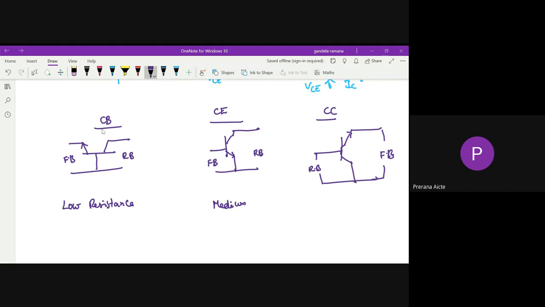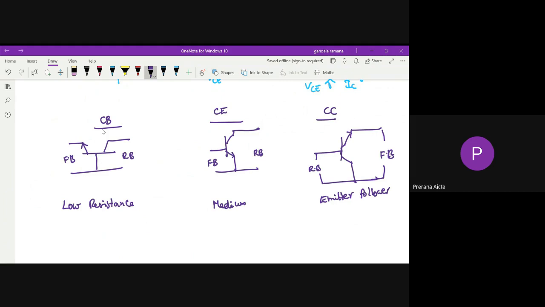Here the output is taken across the emitter. So the CC configuration's other name is emitter follower. The output is taken across the emitter, so that's why it is also called an emitter follower.